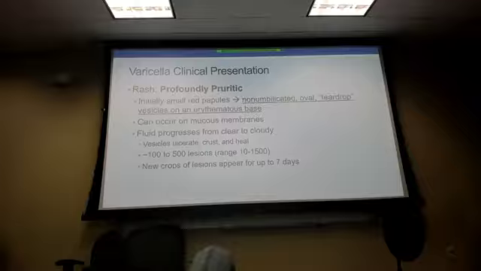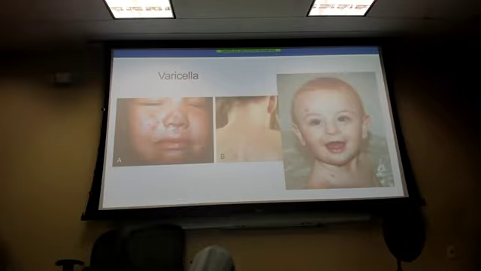As few as about 100 lesions, as many as 1,500. 1,500 lesions on a little baby, that's a lot of lesions to have. That is profoundly pruritic. Goes on for about a week. Does it scar or not? Does not scar. These are very superficial lesions, okay? You can see all the different things.